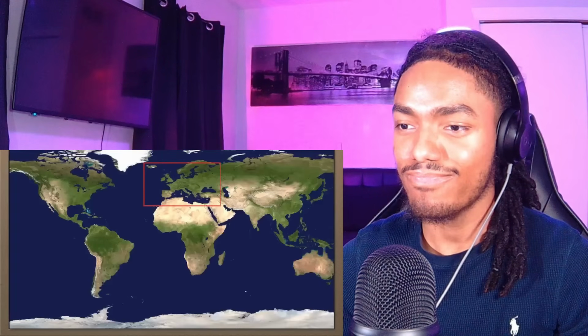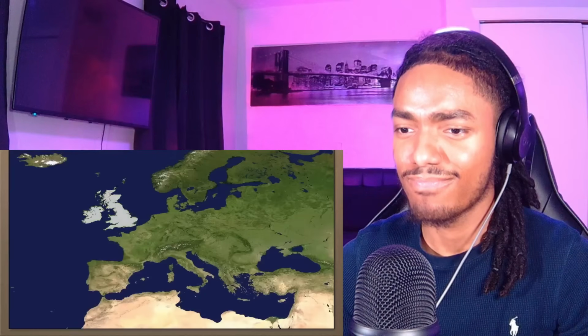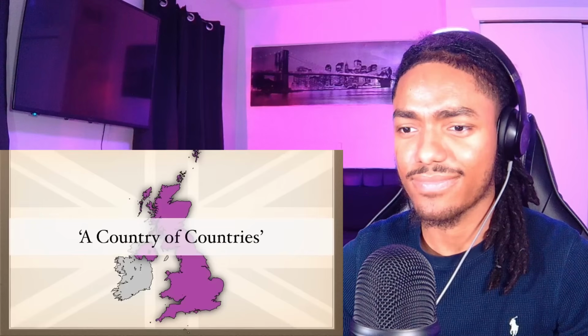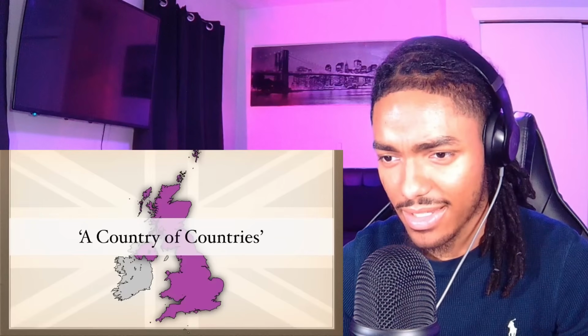For the lost, this is the world, this is the European continent, and this is the place we have to untangle. The area shown in purple is the United Kingdom. Part of the confusion is that the United Kingdom is not a single country, but instead is a country of countries. It contains inside of it 4 co-equal and sovereign nations.